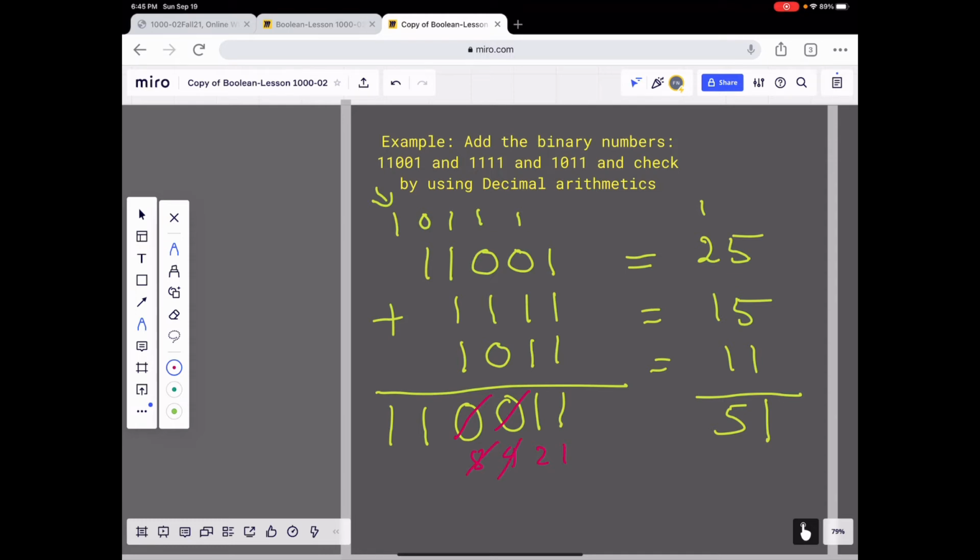So we don't have to add this one. So you got 16 and you got 32. So 32 plus 16 equal 48, 48 and 3 equal 51. So this one equal 51 and it's correct. So you circle two numbers and they are correct. So you verify that by the decimal number and it is correct.